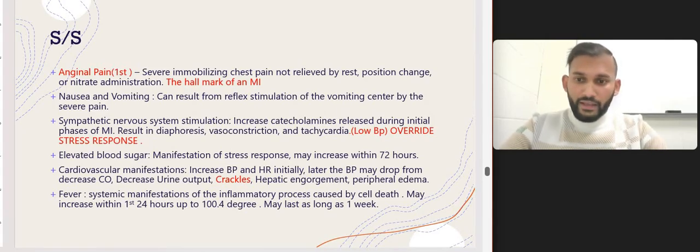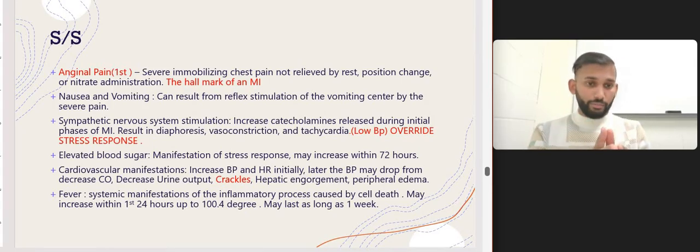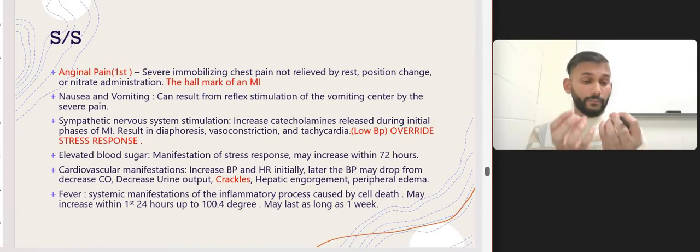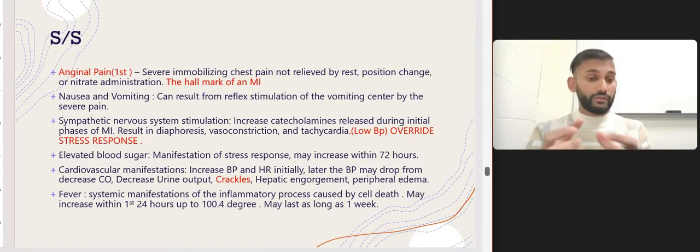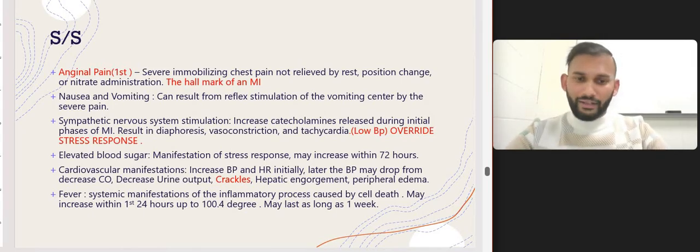The low blood pressure will be overridden by the stress response. You will also have the manifestation of low cardiac output. If the heart is not getting enough blood, it's not pumping. If it is not pumping, then the blood backs up from the left ventricle to the left atrium to the lungs. It can cause us to have crackles, hepatic engorgement, and those kinds of things.